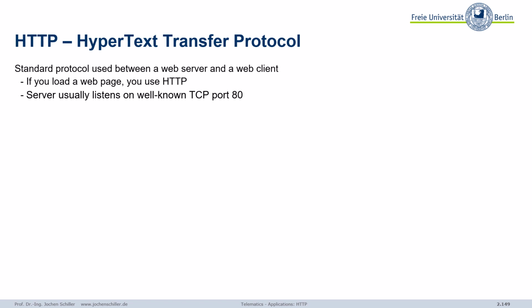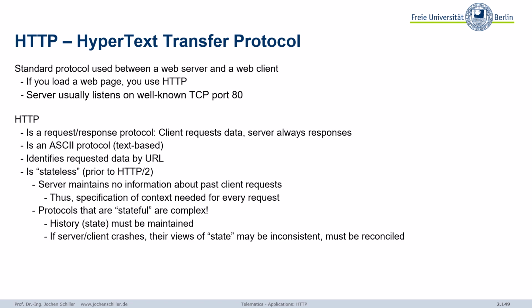Remember email: classical email, you can read everything. Classical DNS, you can read everything. So it's text-based. It's a very simple ASCII text-based protocol. So HTTP, again, is an ASCII protocol. We can read it, in the classical version. The client requests data and the server always responds. That's the idea. How to identify what we want to read? Well, that's our URL.